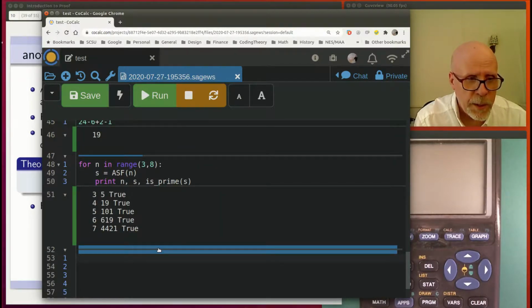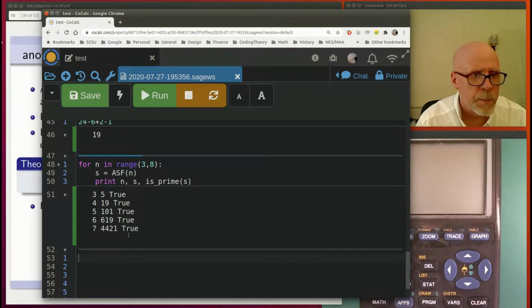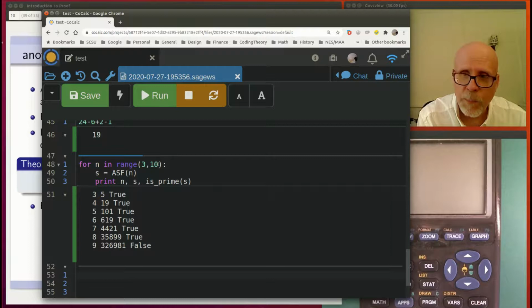So when n is 3, the alternating sum of factorials is 5. Well, you see all the trues there. We got true, true, true, true, true. And the numbers, well, I wouldn't want to do them on my graphing calculator by hand. They're getting big. But that 8 that I put in there, it wasn't that carefully chosen. Apparently I should have put in 9, but if we go one more step, we'll find one where it's false.